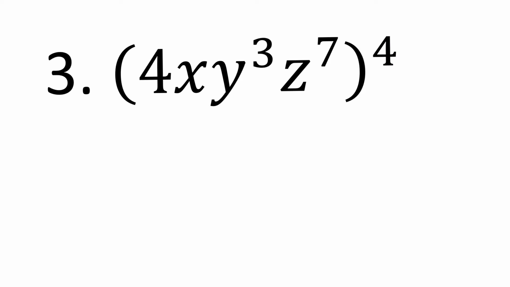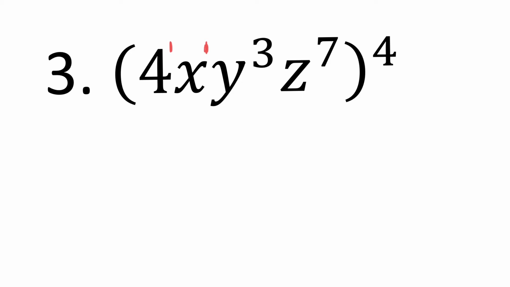Number 3 is a little bit different because you guys have a monomial 4x y cubed z to the 7th, and we're going to raise all of this to the 4th power. So we have an exponent outside of the parentheses. So when that happens, you need to multiply the power or the exponent outside times the exponents inside of the parentheses. Remember that even though a number or a variable don't have an exponent, they actually have an invisible 1. So 4 has a 1 here, x has a 1 over here, the y has a 3 exponent, and the z has an exponent of 7.